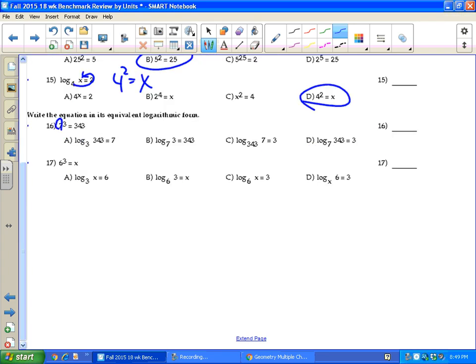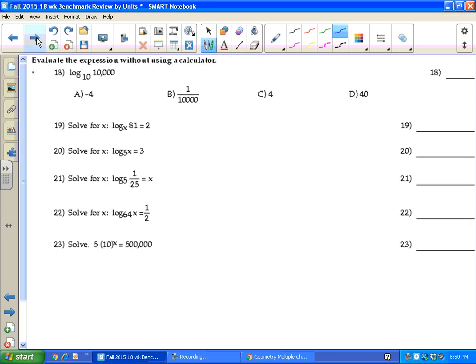The base is 7, then 343, then 3. So log base 7 of 343, that's 7, 343, and then 3's last. All right, log base 6 of x equals 3. Yep, there we go. All right, we can always think of this.